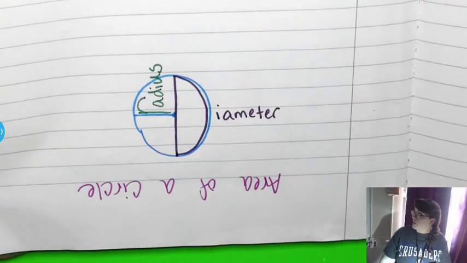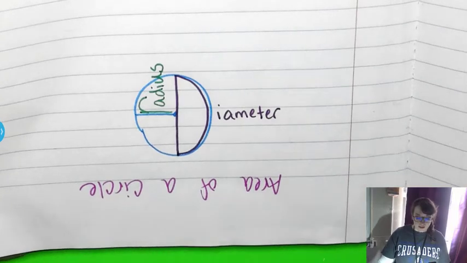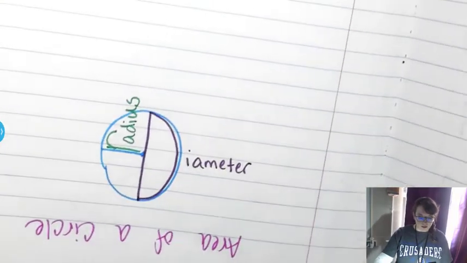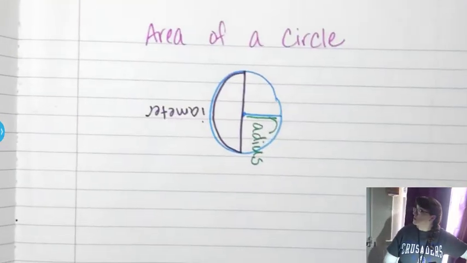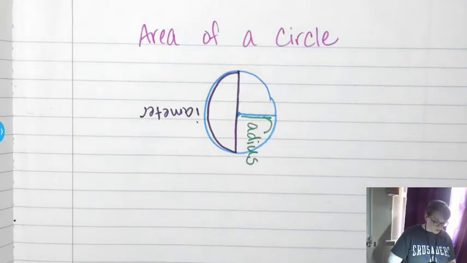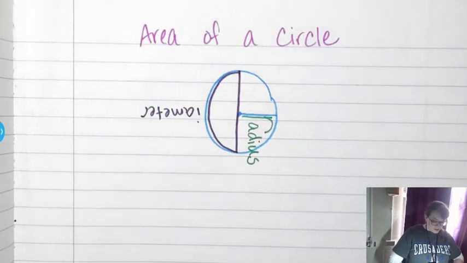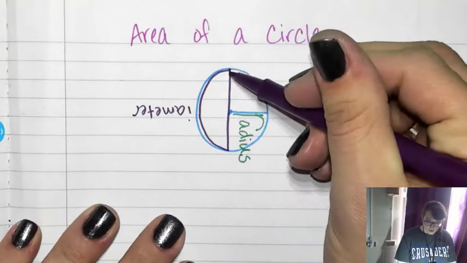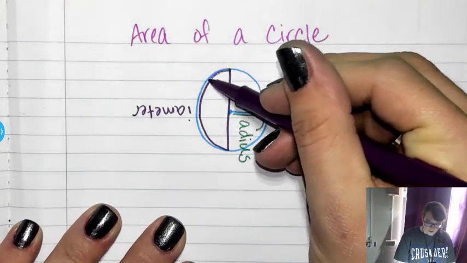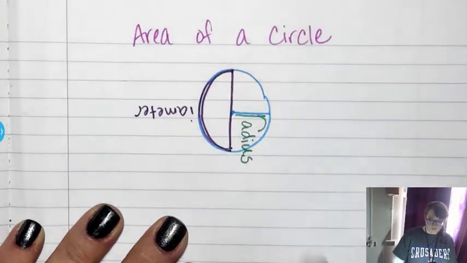So radius is halfway, little r. Diameter is all the way across, capital D. All the way across, and then on the edge for diameter.